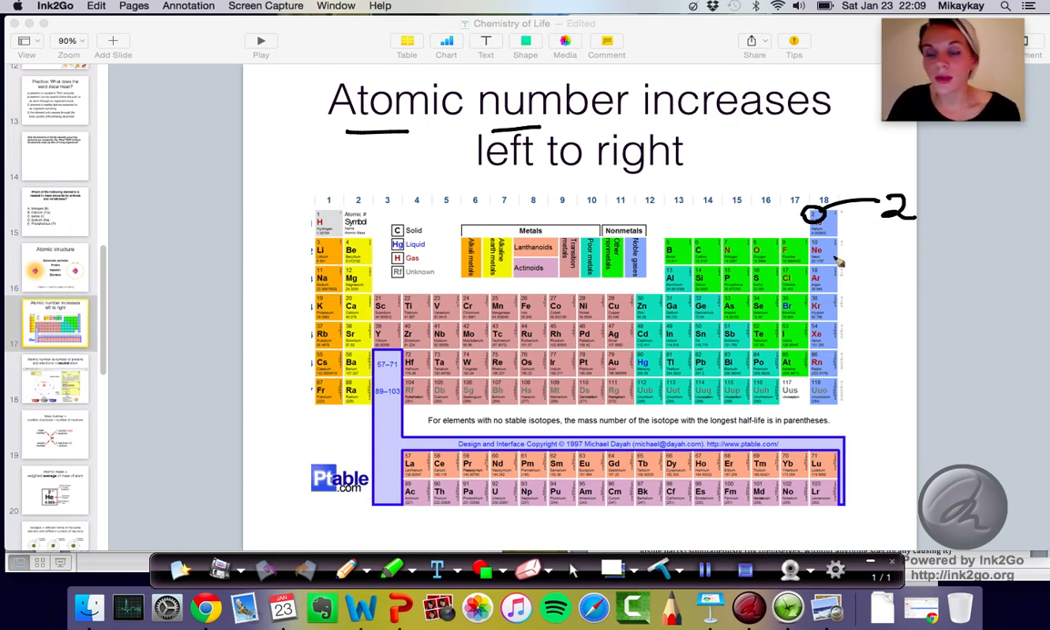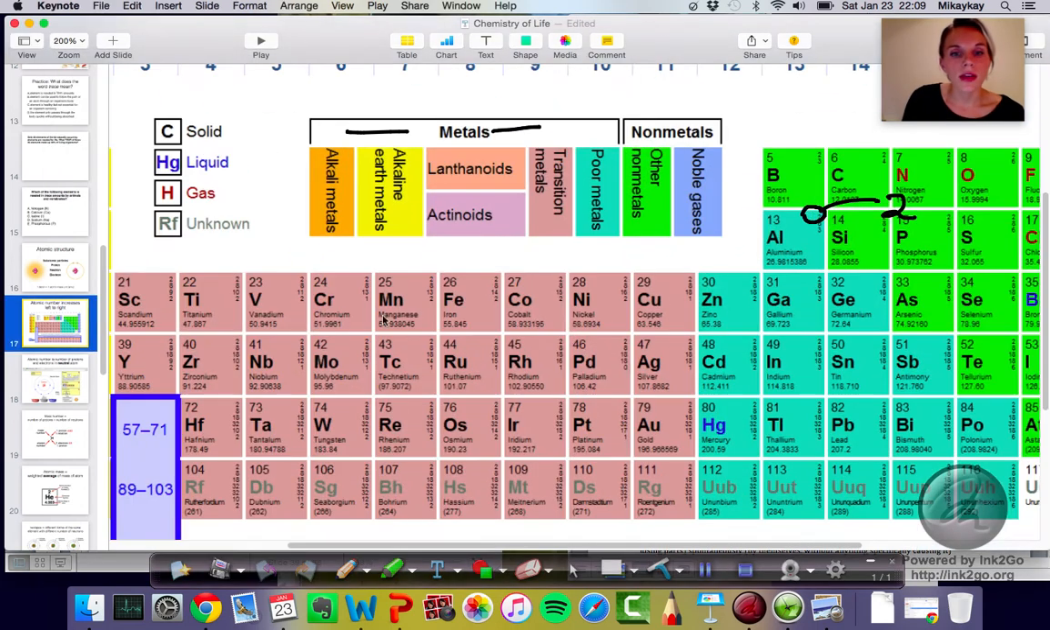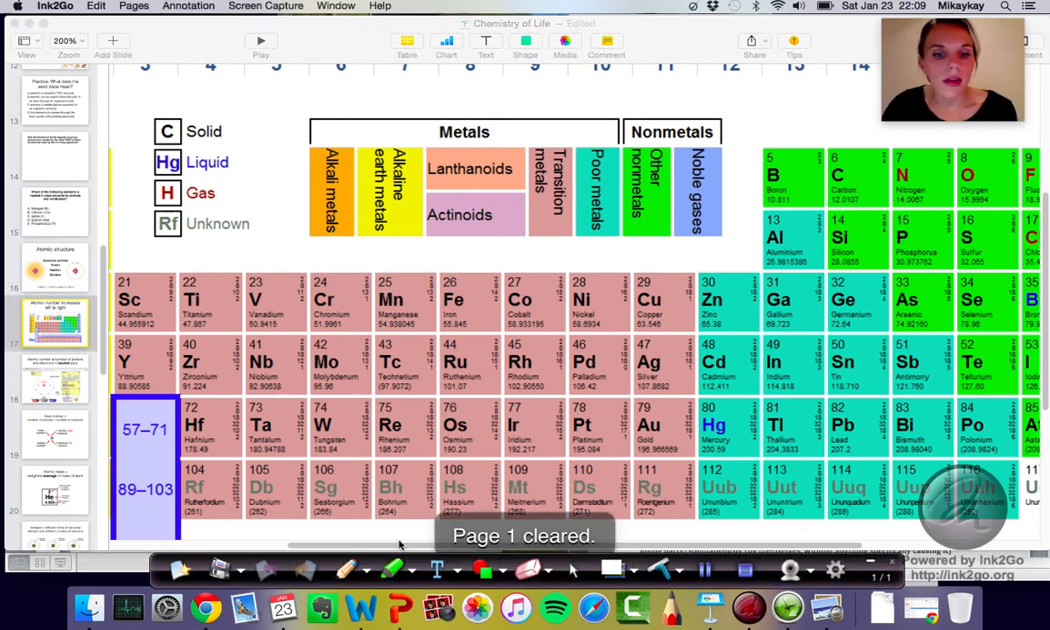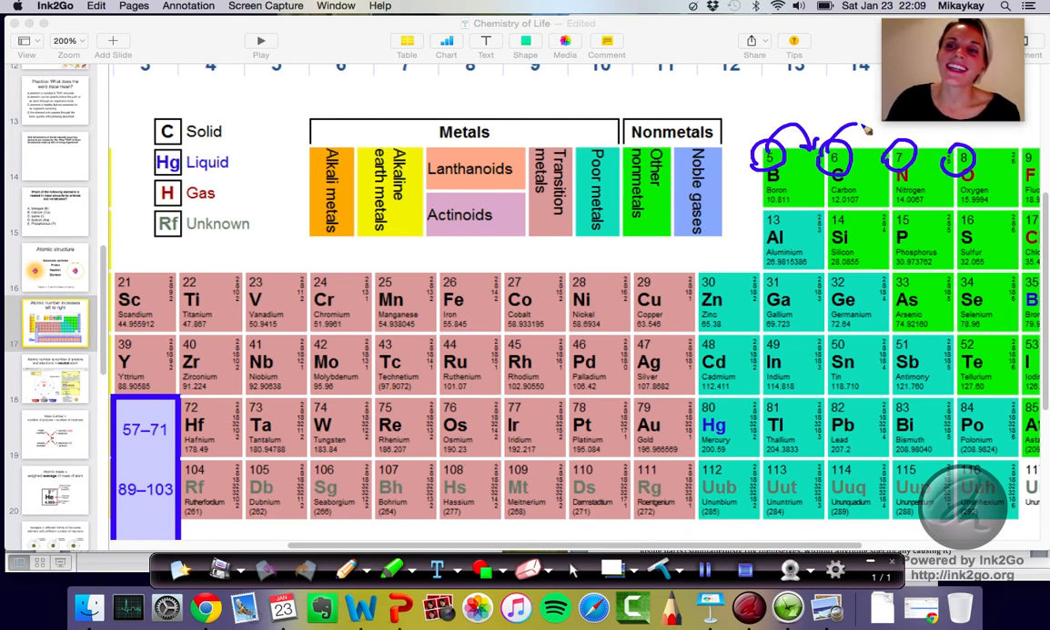So when you look at the periodic table of elements, and it might be a little bit hard to see because this is quite small, you can see that some are whole numbers and some are decimals. What you need to remember is these whole numbers are your atomic numbers, and they tell you the number of protons. You'll notice as you go from the left of the table to the right, they increase by 1. The number for boron is 5, then carbon is 6, nitrogen is 7, oxygen is 8, and so forth.